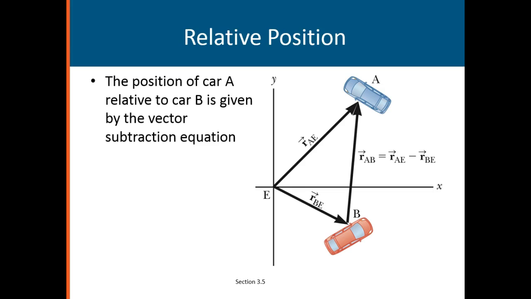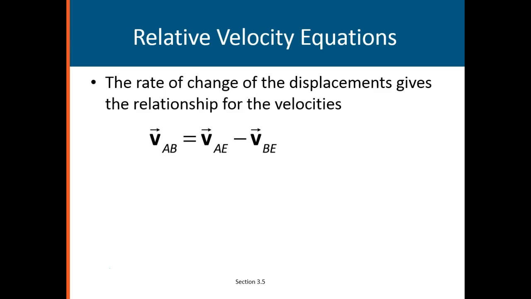And if you divide by time, and the time's the same on all of them, then divide this by your delta t, this by your delta t, that by your delta t. It's going to be VAB equals VAE minus VBE, which is your next equation. The rate of change of displacement gives the relationship for velocities, and these are just the time rate of change of your position. So you're dividing by the scalar time, delta t, always positive, doesn't change direction. So yeah, pretty straightforward there, right?